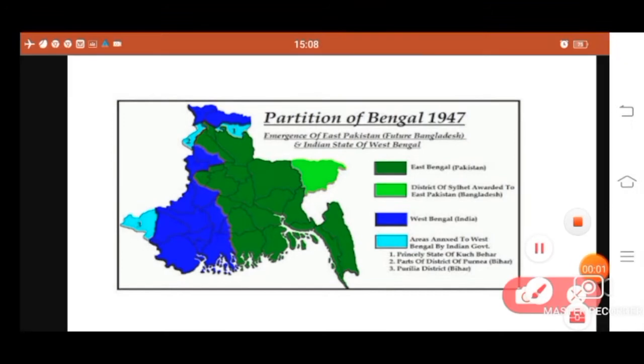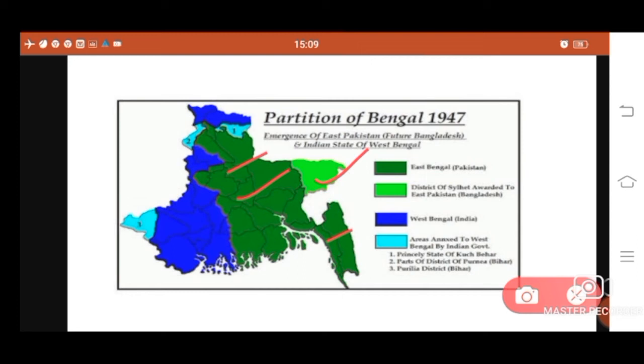This map clearly depicts the partition of Bengal in 1947. The dark green area shows the areas which were given to East Bengal, that means Pakistan. So this entire area was East Bengal or East Pakistan. The light green color depicts the district of Sylhet. Basically it was in Assam, but then it was given to East Bengal, and later on this became a part of Bangladesh.